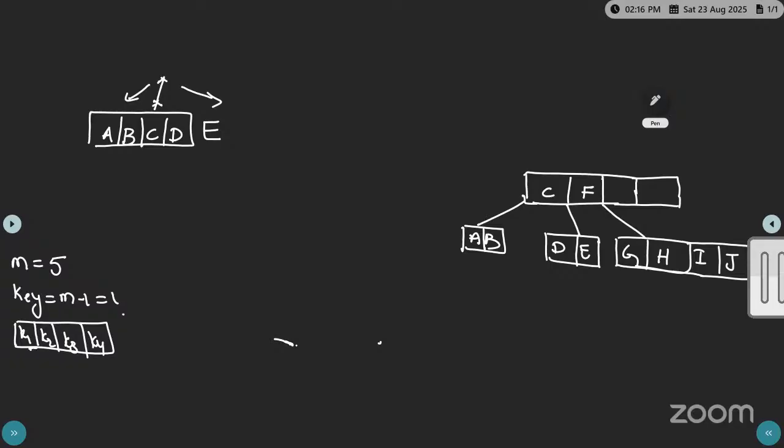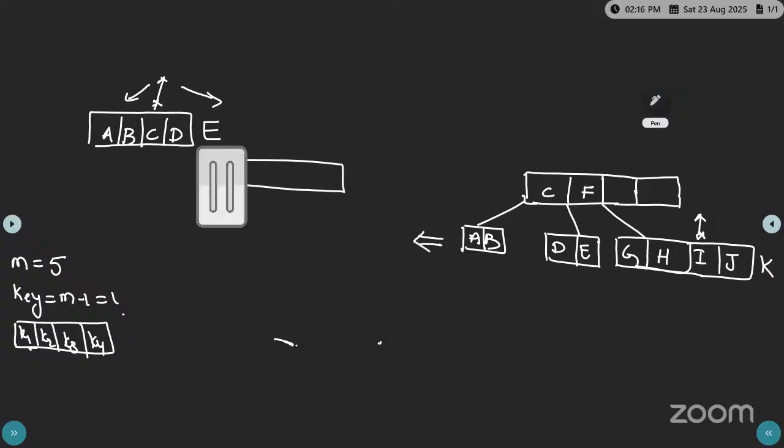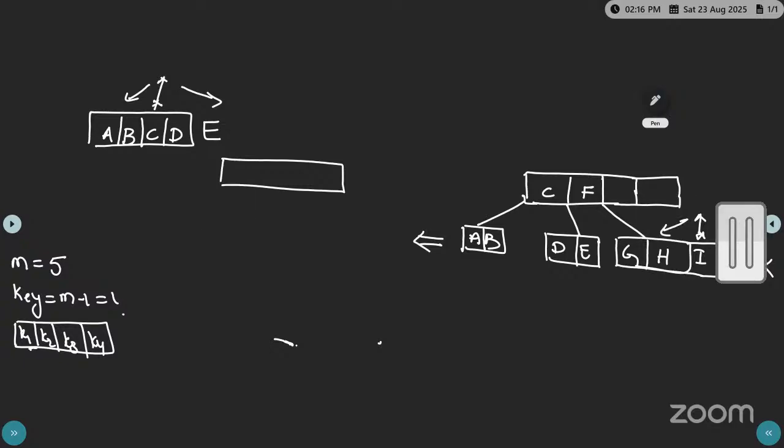Once again, a big problem now. When you are inserting K here, a big problem. Identify the middle element and move it one level up. Draw the new B tree for this. One level up. Tell me the new node: C, F, I and an empty space.